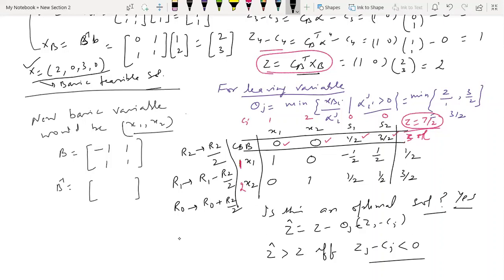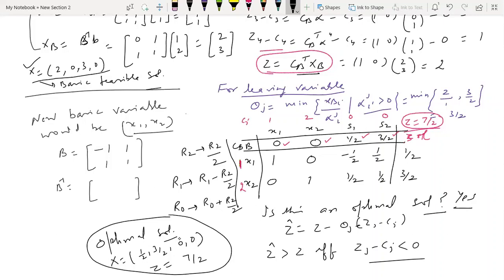This is an optimal solution. So my optimal solution is x equal to 1 by 2, 3 by 2, 0, 0, which is my basic feasible solution, and the Z value is 7 by 2. So this is my optimal basic feasible solution. Okay, so we'll stop over here. Whenever all the Zj minus Cj's are greater than or equal to 0, we stop.